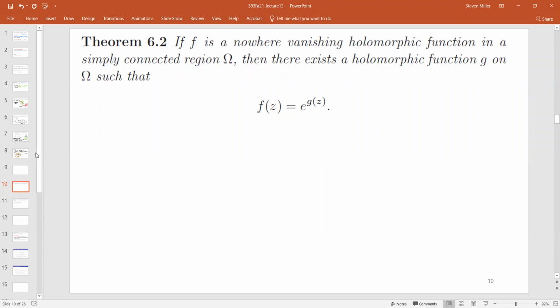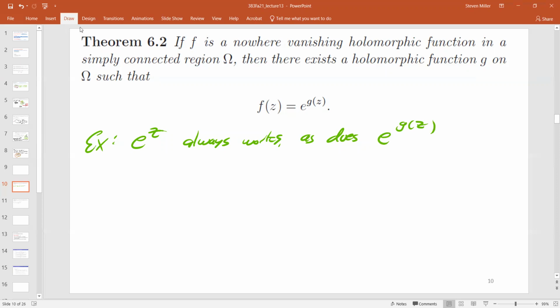So can anybody give me a function that doesn't vanish on a region? So yeah, e to the z. So for example, your e to the z always works, as does e to the g of z. So in some sense, one direction is trivial. If I give you something of the form e to the g of z, clearly it's never going to be zero. It's the other direction that's interesting.